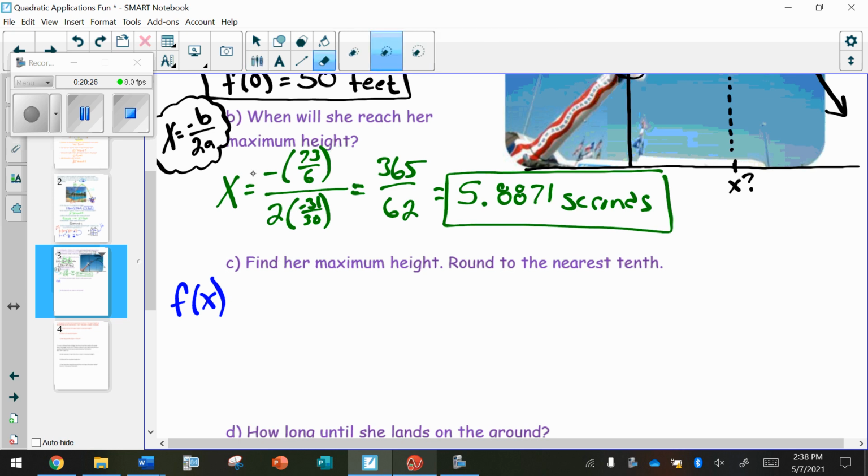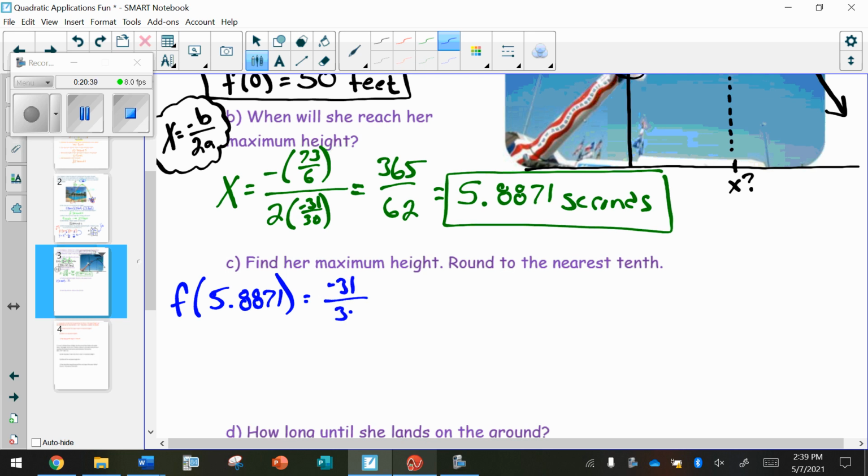So we are going to find the function which represents her height, evaluated at 5.8871 seconds. So negative 31/30ths times 5.8871 squared plus 73/6ths times 5.8871 plus 50. And it says round to the nearest tenth.